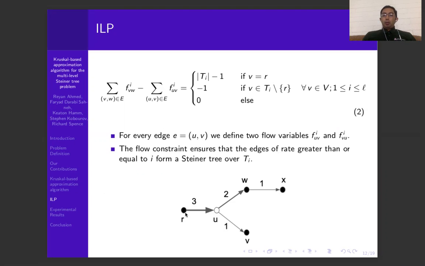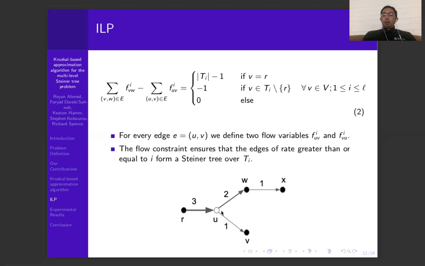Now we have two kinds of vertices. The black vertices are terminals and the white vertices are non-terminals. We select a terminal as a root vertex. For example, here R is the root vertex. And the total amount of outgoing flow minus the total amount of incoming flow from the root is equal to the number of remaining terminals. For example, here the difference of outgoing and incoming flow for R is equal to 3. And as we can see, we have also 3 remaining terminals.